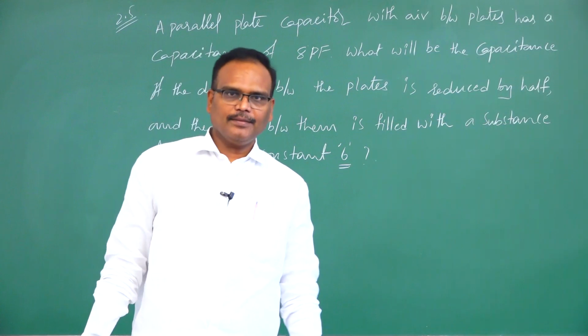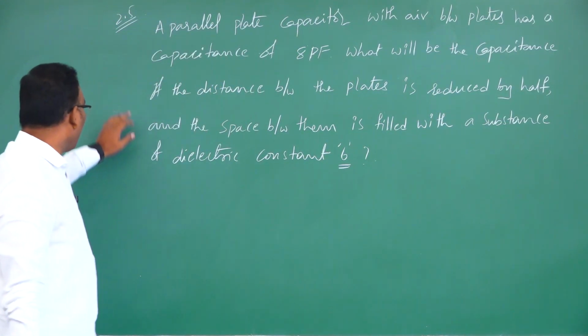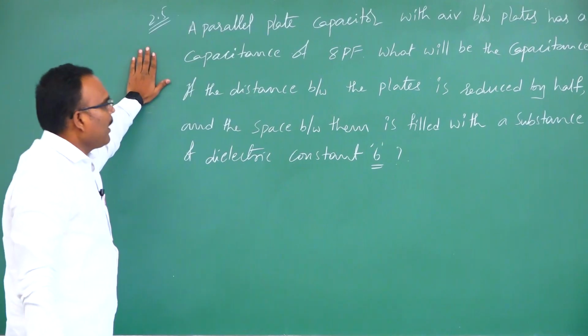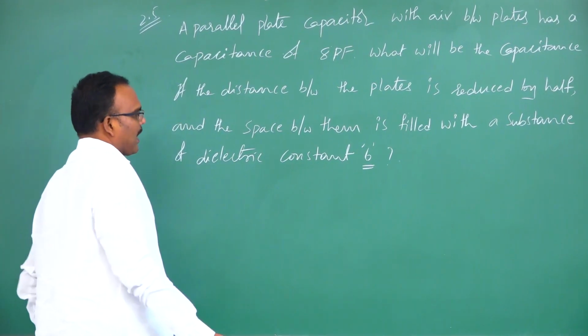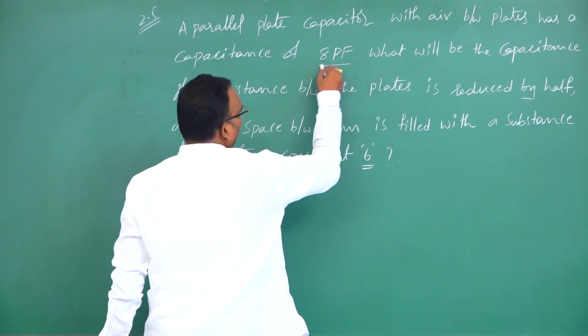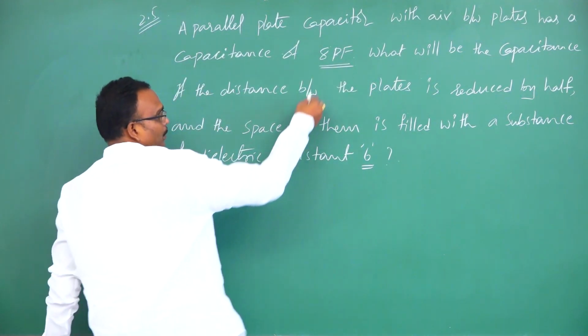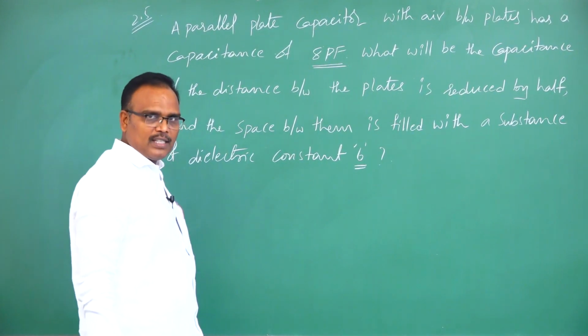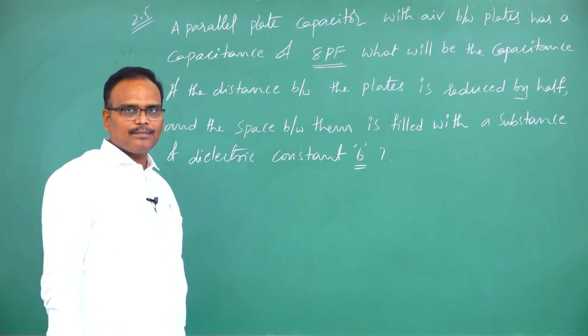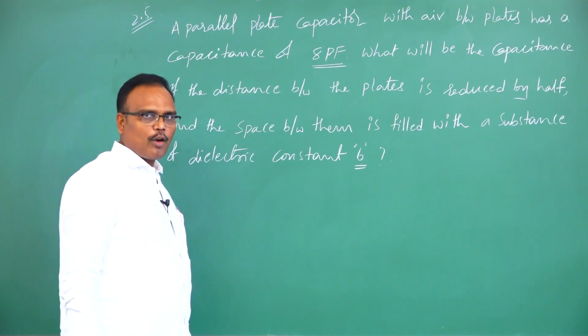Problems on capacitor. Exercise problem number 2.5. A parallel plate capacitor with air between the plates has a capacitance of 8 picofarad. Pico means 10 to the power of minus 12. Nano means 10 to the power of minus 9. And micro means 10 to the power of minus 6, we know.